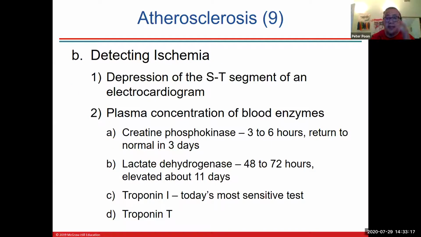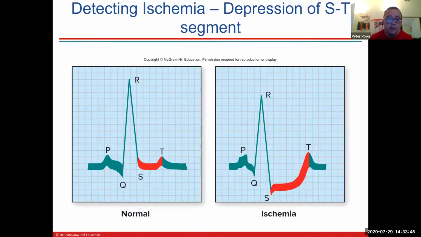All right, ischemia is the depression of the ST segment of the electrocardiogram, or an increase in blood enzymes. Okay, troponin. I think that's an isoform only in the heart. So if you see that in the bloodstream, that means your heart muscles are releasing that into the bloodstream. Okay, so here's the ischemia, the ST segment. Okay, it's different.